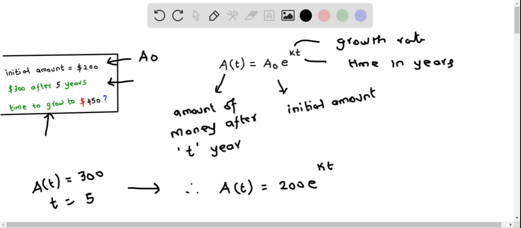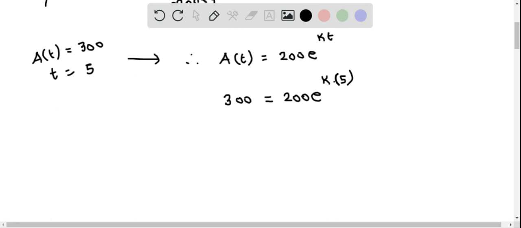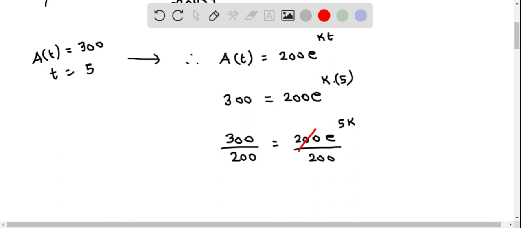So let's plug this information into the model so that we can determine the value of the growth rate constant k. I'm going to replace A of t by 300, and this equals 200 e raised to the power of k times 5. Now divide both sides by 200. We get 300 divided by 200 equals 200 e raised to the power of 5k divided by 200. So let's do this cancellation. We cancel the 200 in the numerator with the 200 in the denominator.